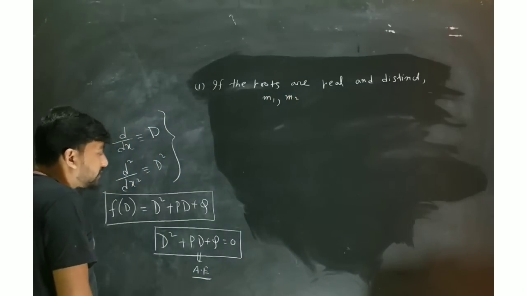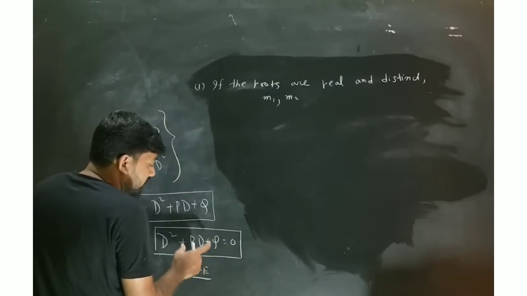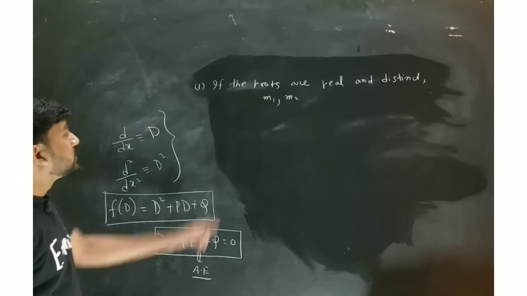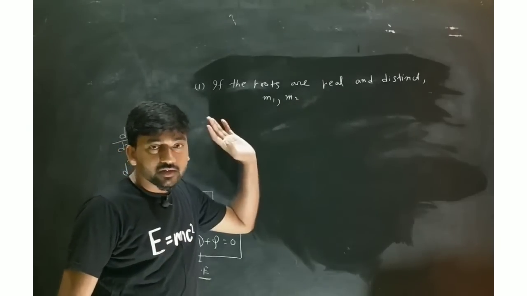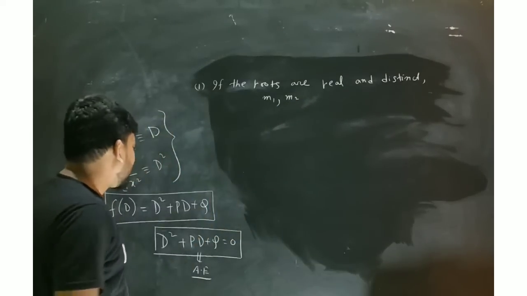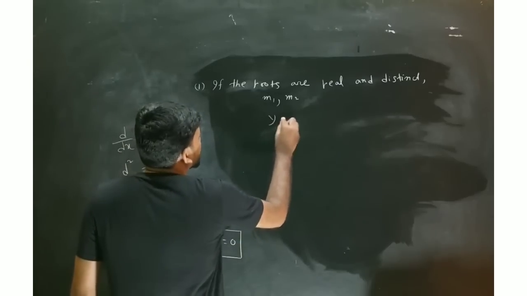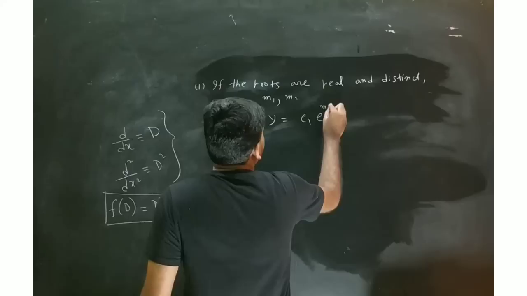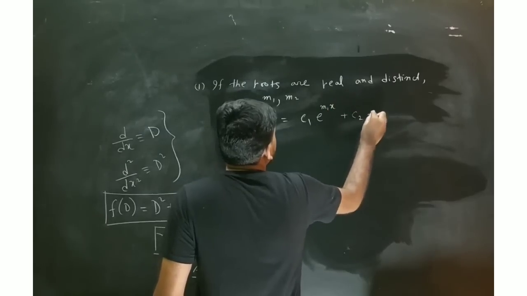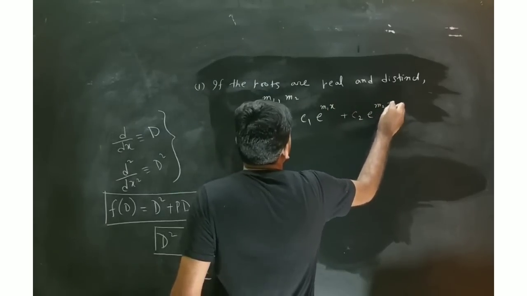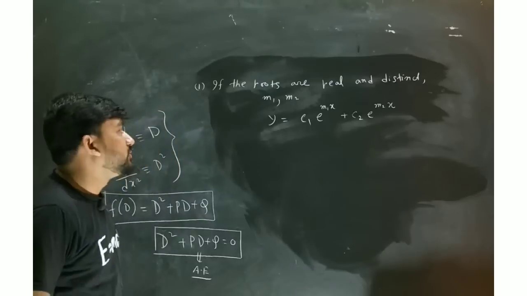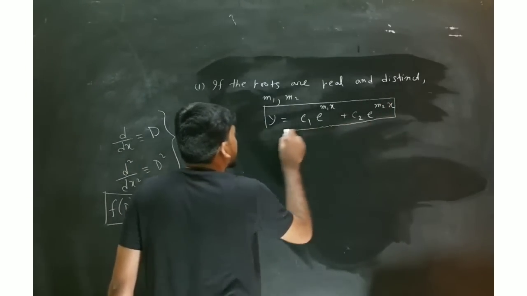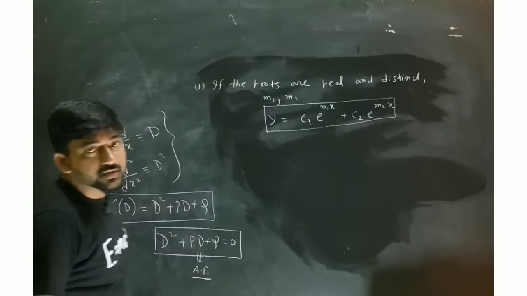Let me assume that the roots of this quadratic equation are m1 and m2, and these roots are real and distinct, they are not equal. In that case, your solution will be y is equal to c1 e to the power m1x plus c2 e to the power m2x. So please remember this result. We will use this result when we will be solving the differential equation.